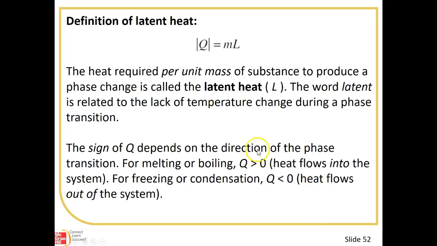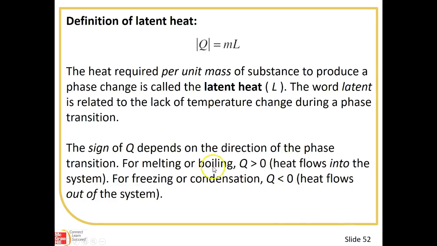Latent heat is the amount of heat required per unit mass to produce a phase change. When we look at water, we're going to do latent heat of fusion, which is melting or freezing, and then latent heat of vaporization, which is turning it into steam. So for melting or boiling, the sign of Q would be positive. For freezing or condensation, the sign of Q would be negative because heat is flowing out.